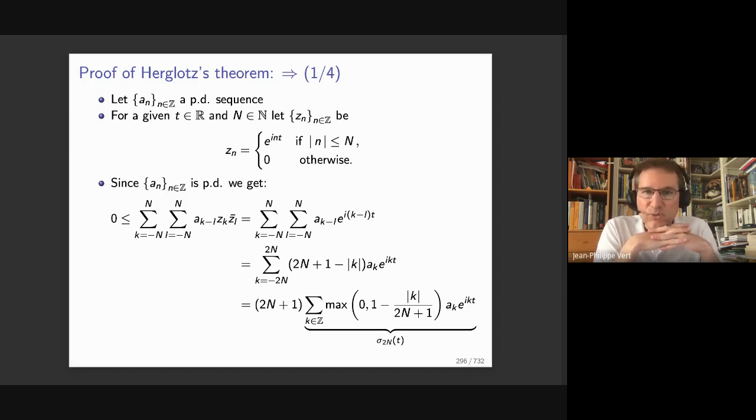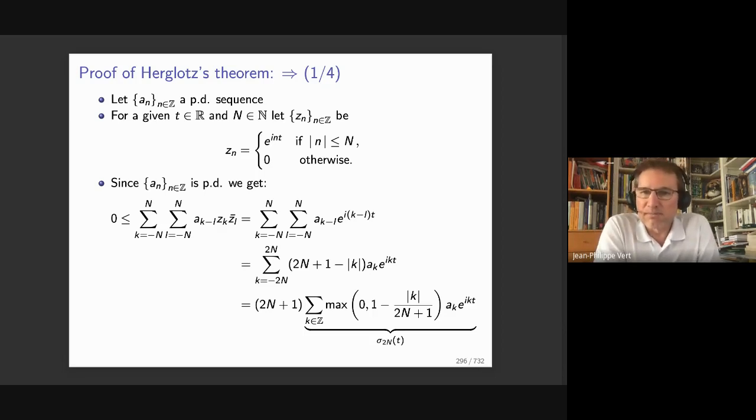And then it's just a question, in 3 equations, of replacing zk and zl by their values, reorganizing the terms, and obtaining sigma 2n of t. So just take the time to redo the computation by yourself, but in this equation, we use the fact that an is positive definite in order to derive that sigma 2n of t, which is something like what we want, up to the max term, is non-negative.